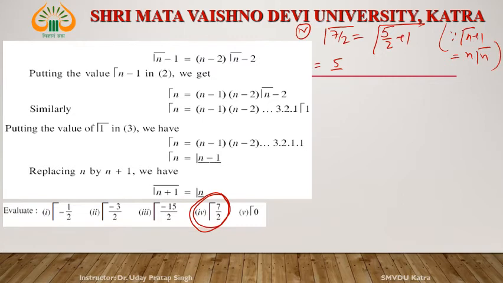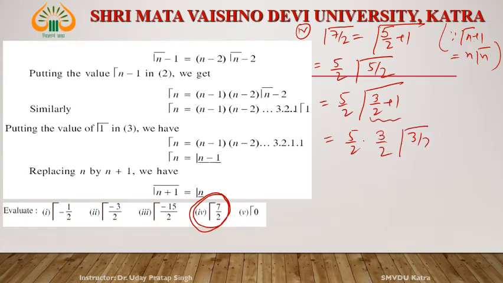Then this is equal to 5 by 2 gamma of 5 by 2. What is gamma of 5 by 2? 3 by 2 plus 1. This is equal to 5 by 2 times 3 by 2 and gamma of 3 by 2. What is gamma of 3 by 2? Gamma of 3 by 2 is equal to gamma of 1 by 2 plus 1.